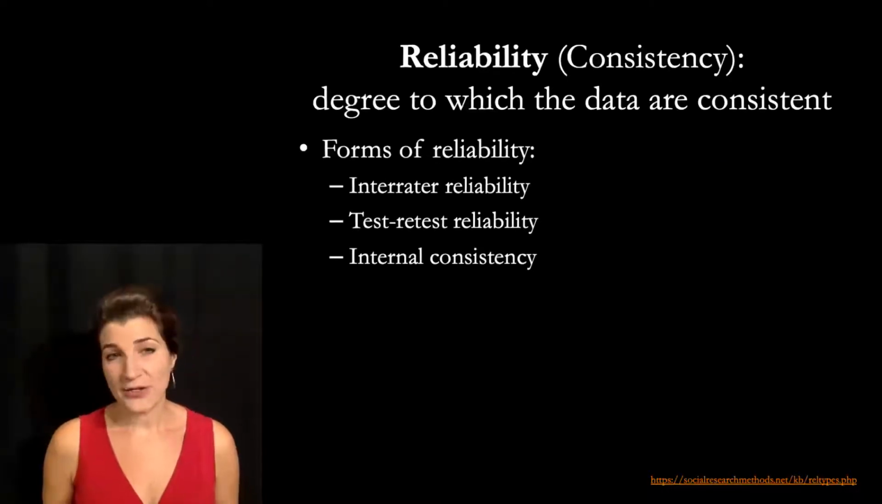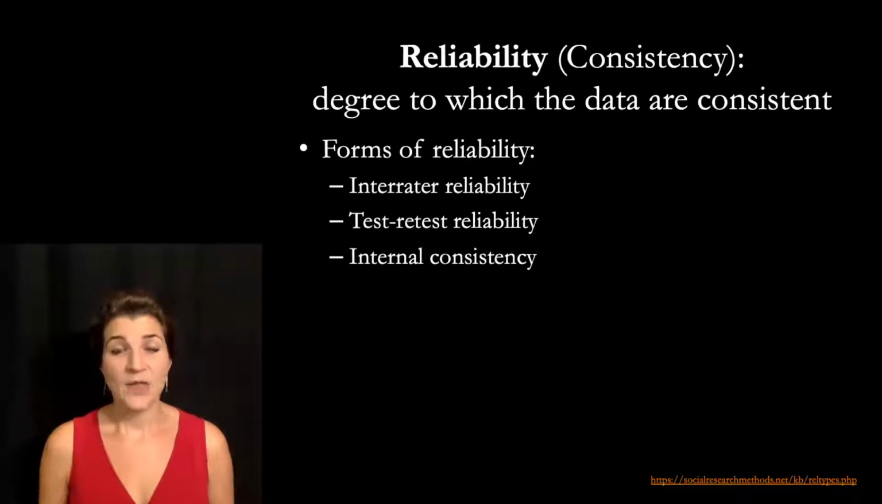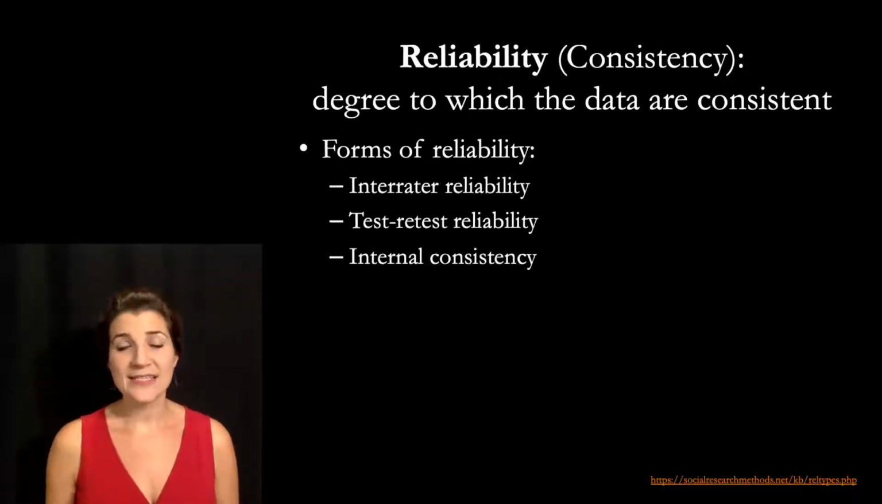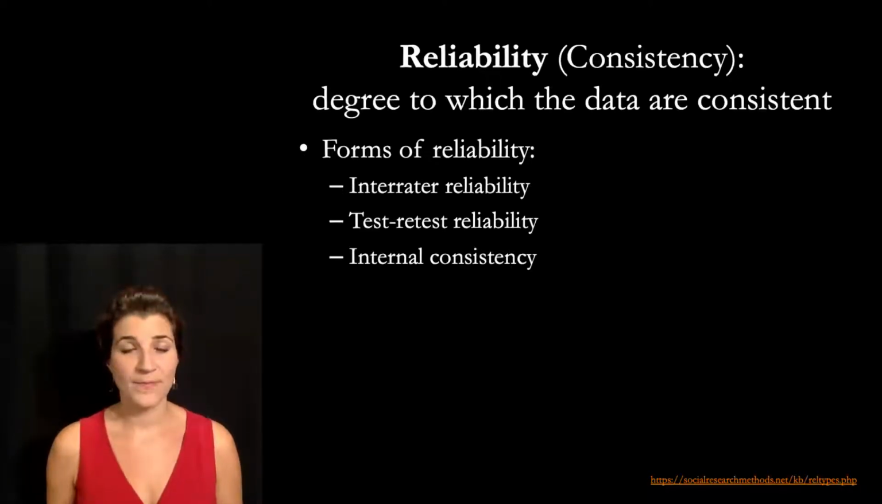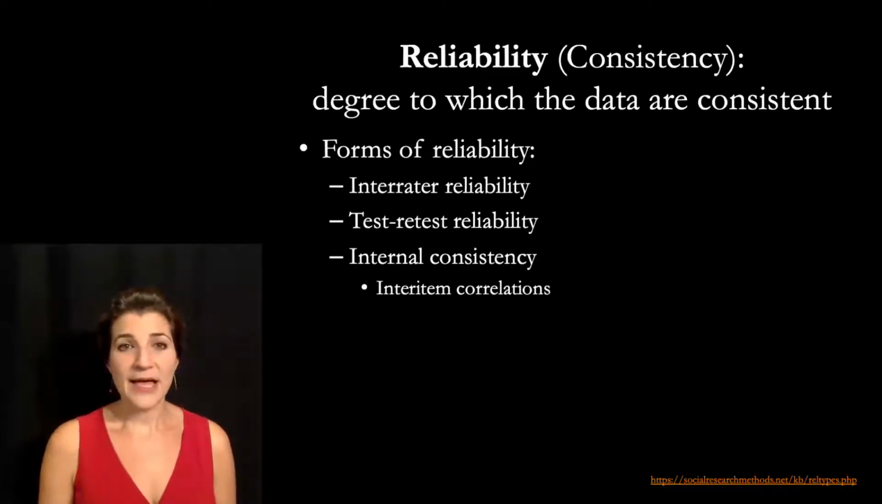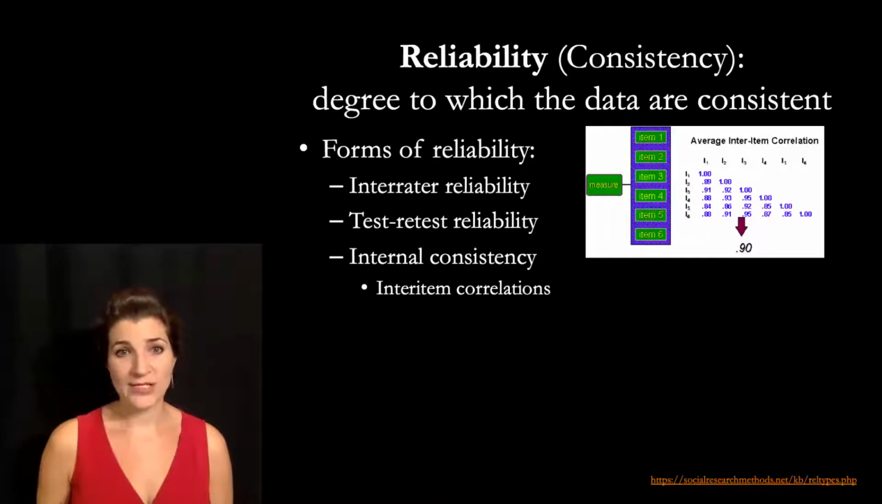Finally, you're likely to encounter evidence about internal consistency. So this is assessing how consistent the results are for different items within the same measure. So for example, let's imagine we have a 6-item questionnaire.